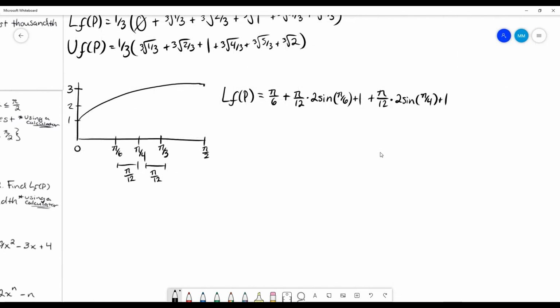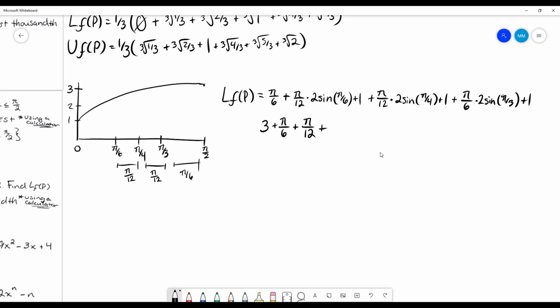And then that final left sum there is going to be plus, and this is a distance of pi over 6. So pi over 6 times 2 sine of pi over 3 plus 1. Actually, I see I've got these plus 1s here. I can just pull those out. So it's 3, because it's 1 plus 1 plus 1, plus pi over 6, plus, well, sine at pi over 6 is 1/2, so it's 2 times 1/2, which is 1. 1 times pi over 12 is just pi over 12.